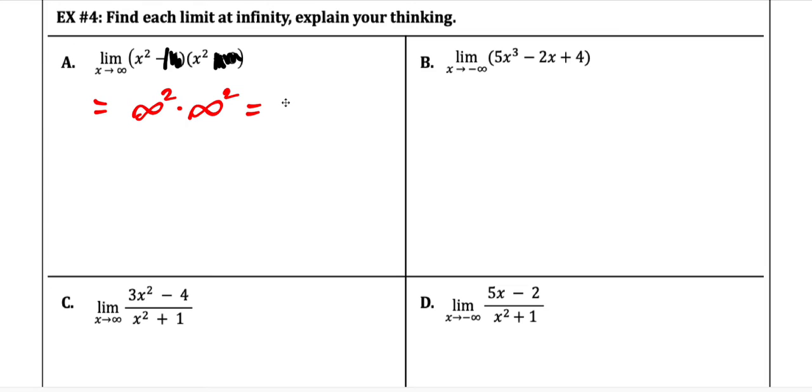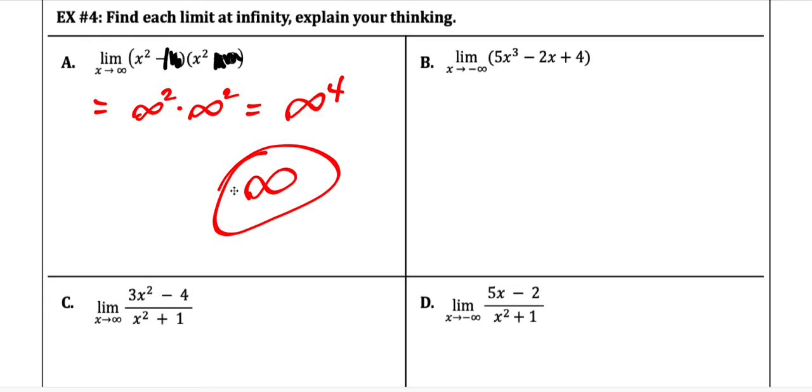So infinity squared times infinity squared is going to be infinity to the 4th, which isn't an actual real answer. It's just infinity. When we're doing a rational expression, we keep the powers on them because we're trying to compare numerators and denominators. But if we don't have anything to compare, then it won't matter.